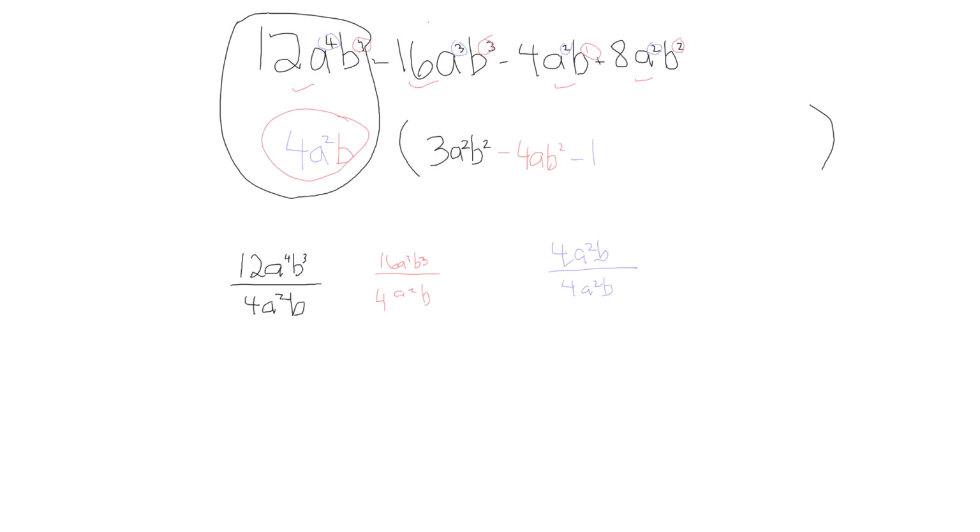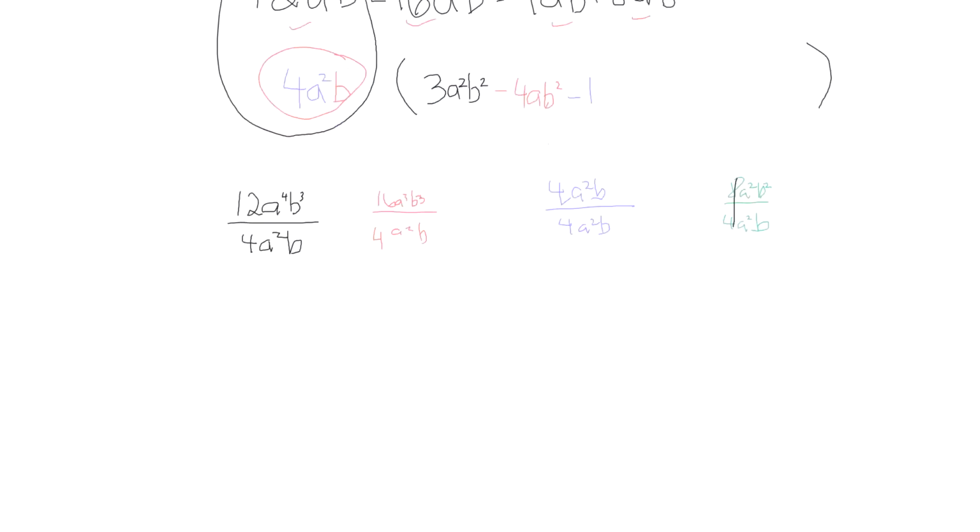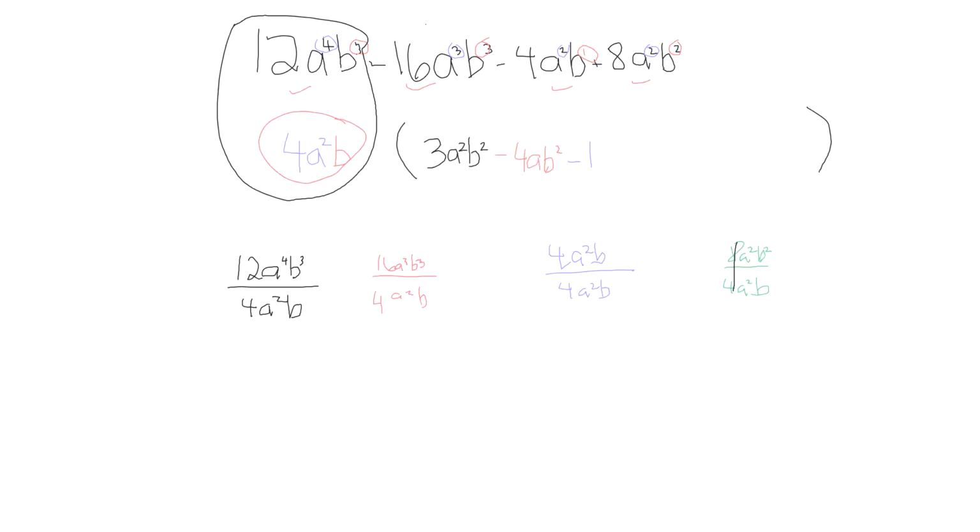And we do the last part, which is 8a squared b squared over 4a squared b. I have 2. Sorry. A squared is gone. And I have a b left over.